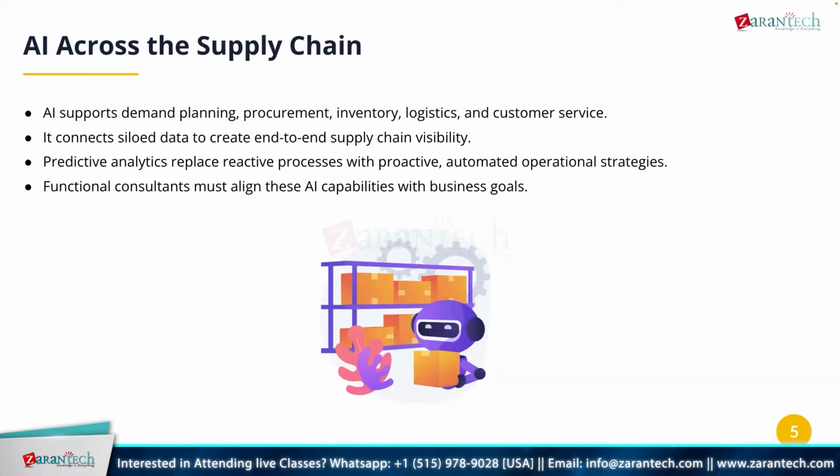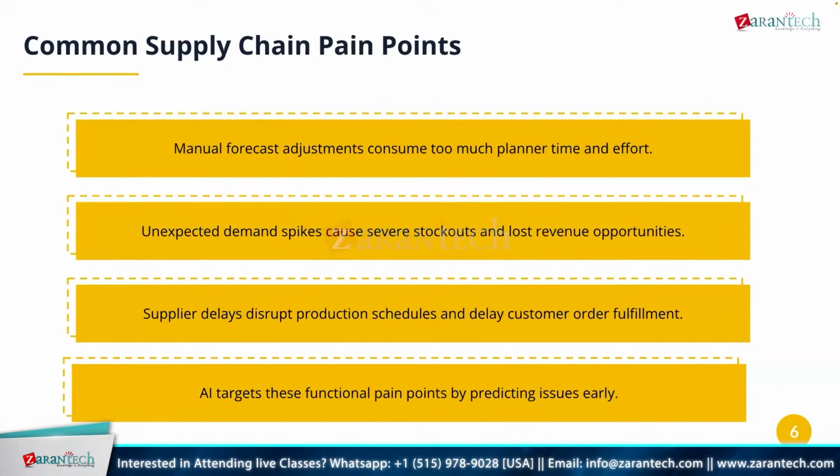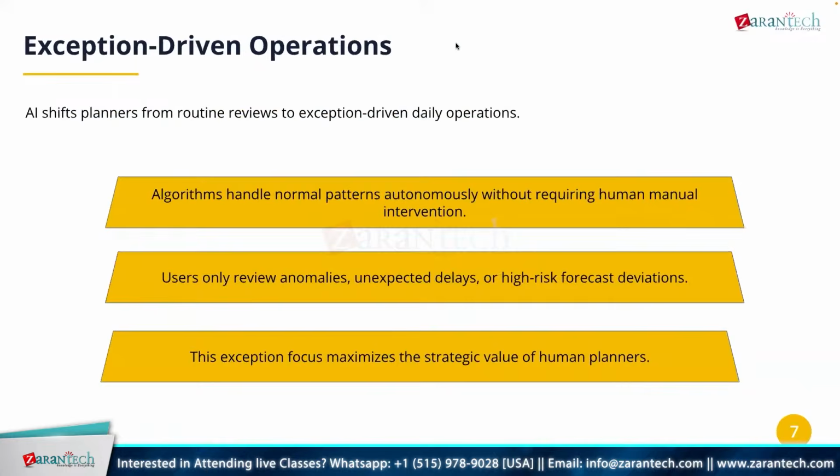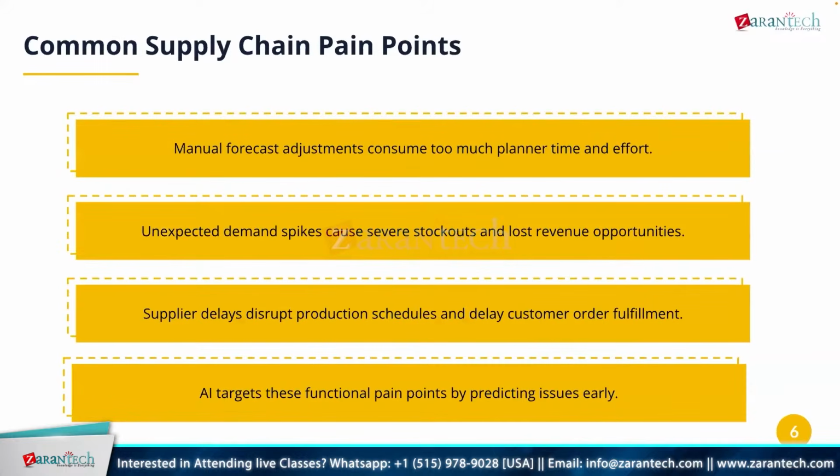On the inventory level, you can see the optimal stock levels. On the logistics level, delivery optimization, or at customer service, issue resolution. So these are all where AI fits in the supply chain space. Okay, so these are the common supply pain points. You can see here, what are the common supply pain points?